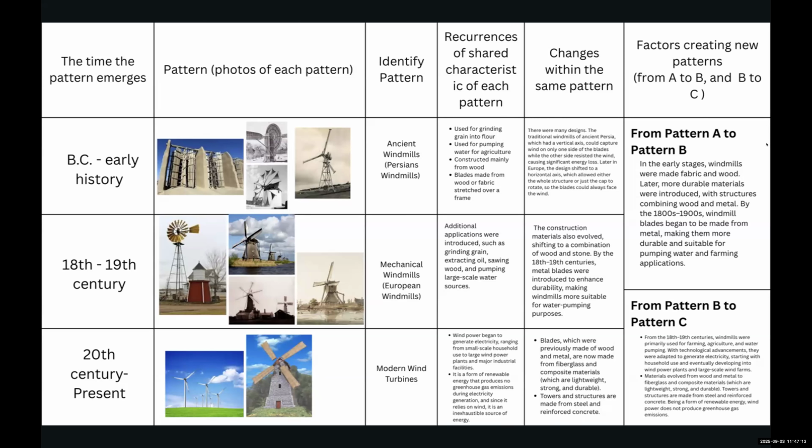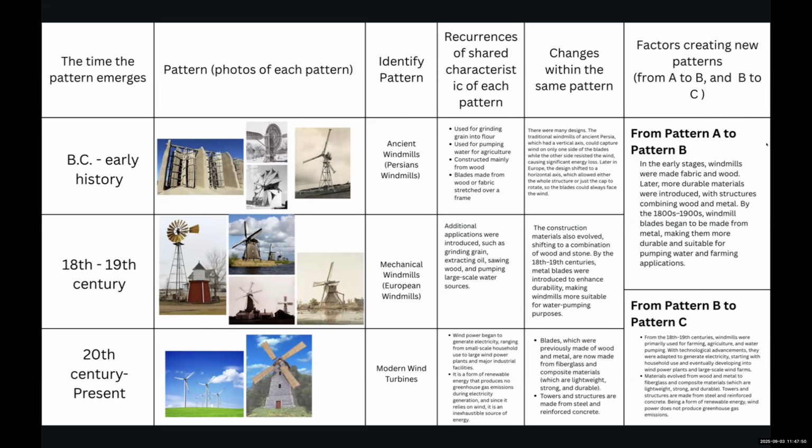In the 18th to 19th century, the pattern is a mechanical windmill. Additional applications were introduced, such as grinding grain, extracting oil, sawing wood, and pumping large amounts of water. The change came with the same pattern.